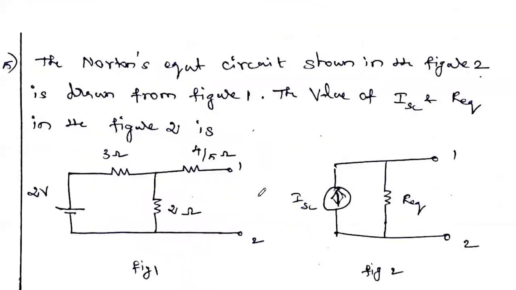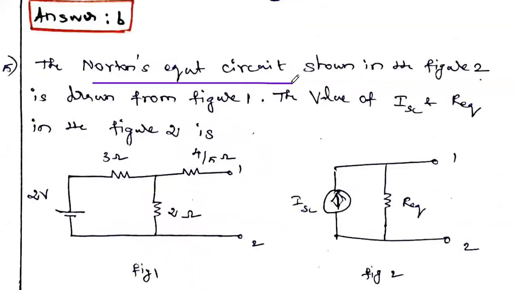Then the next question: the Norton's equivalent circuit shown in figure 2 is drawn from figure 1. The value of ISC and R equivalent in figure 2 is dash. So this is our given circuit, our figure 1. This second figure is the Norton's equivalent model for this given circuit.